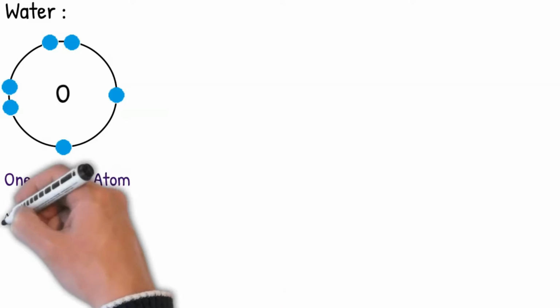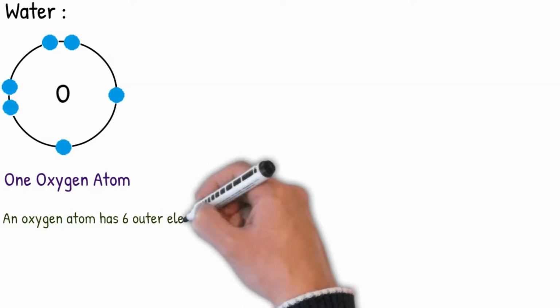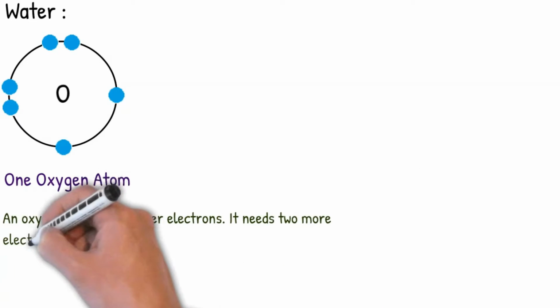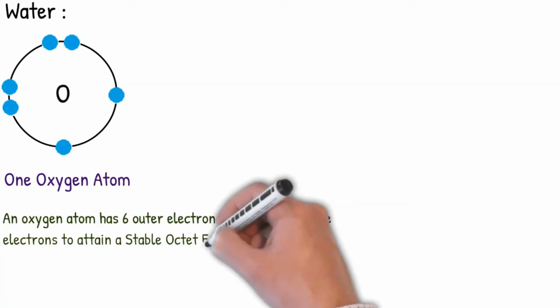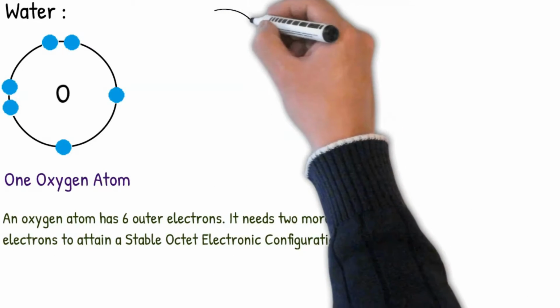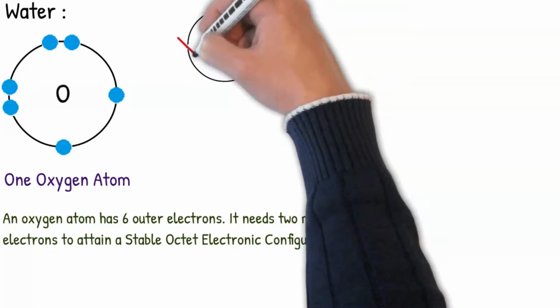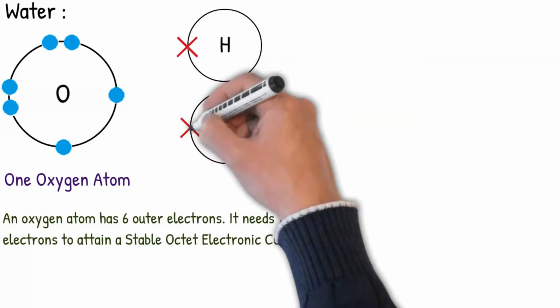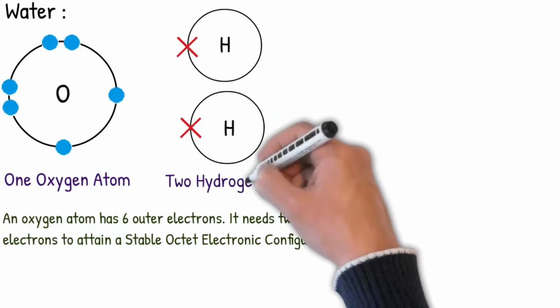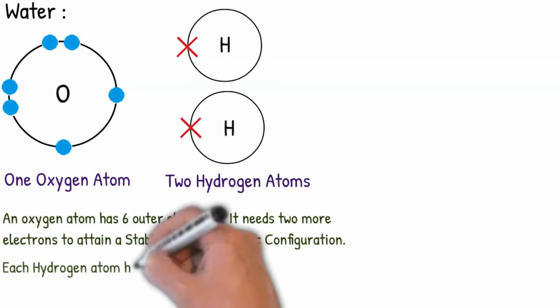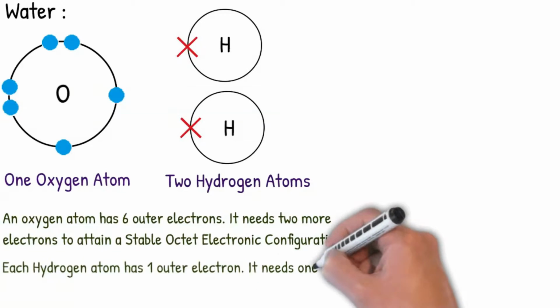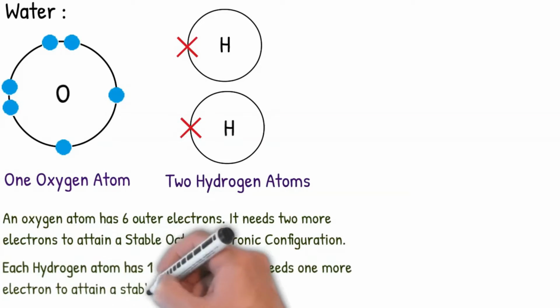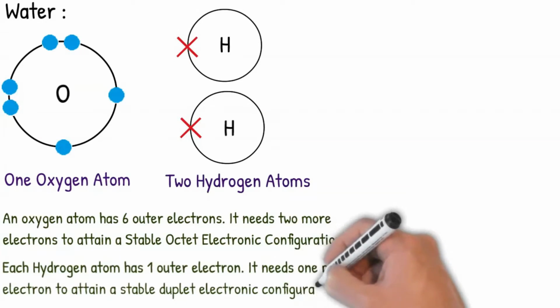One oxygen atom. An oxygen atom has 6 outer electrons. It needs 2 more electrons to attain a stable octet electronic configuration. Two hydrogen atoms. Each hydrogen atom has 1 outer electron. It needs 1 more electron to attain a stable duplet electronic configuration.